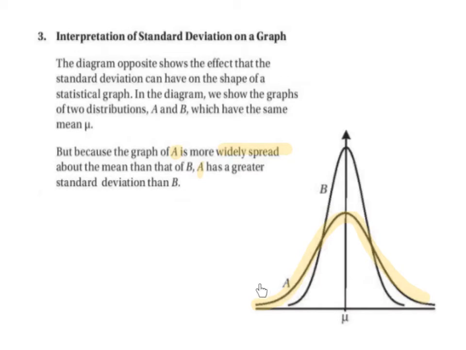So graph A, which I've highlighted here in yellow, is more widely spread about the mean. You see the mean is in the center here. So it's much wider spread. Whereas graph B, drawn here in green, we can see the tail ends of graph B are much closer to the mean. So it's not as widely spread as graph A. So A, which is more widely spread, has a greater standard deviation than B.